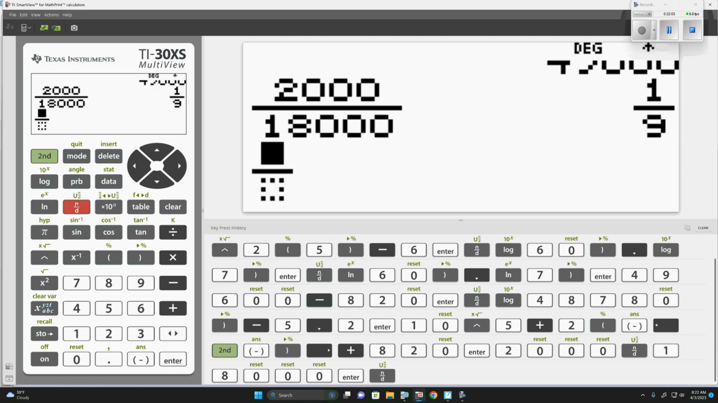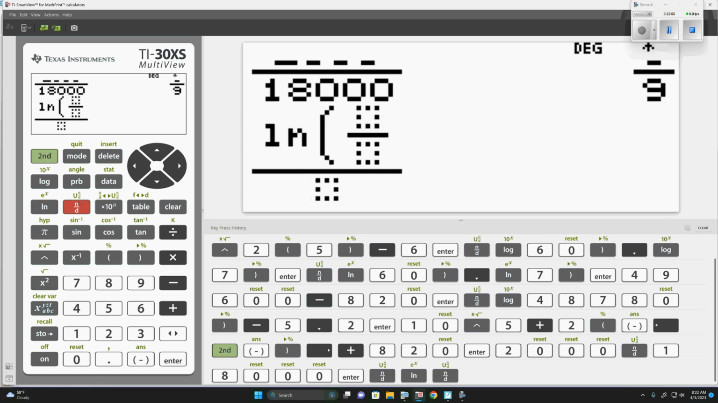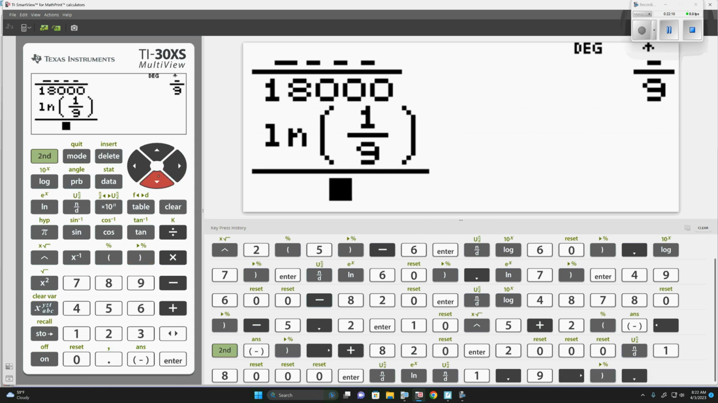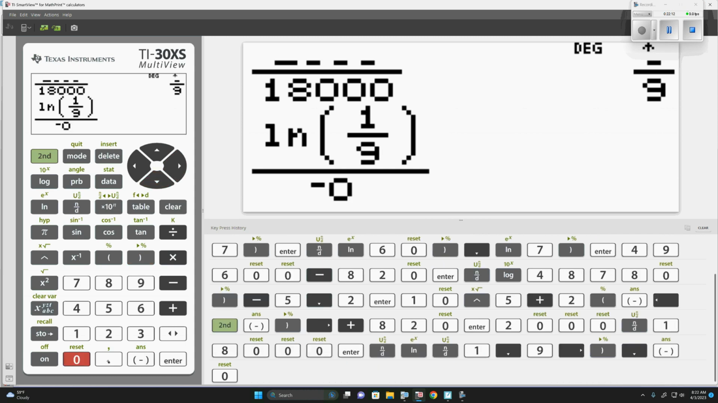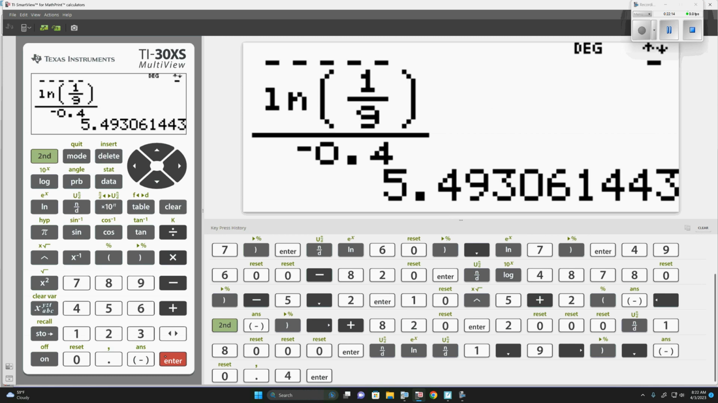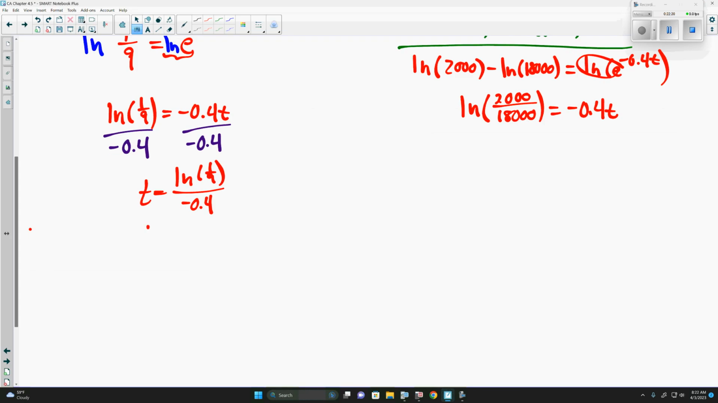Now we can plug it into a calculator, say ln of 1/9 over negative 0.4, and get 5.493. So t is approximately 5.493. And that is the final answer.